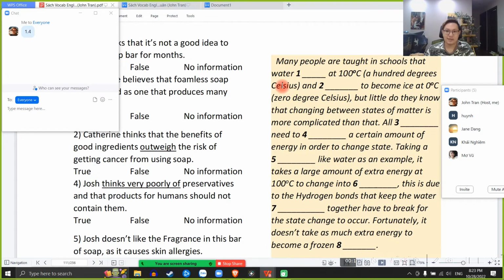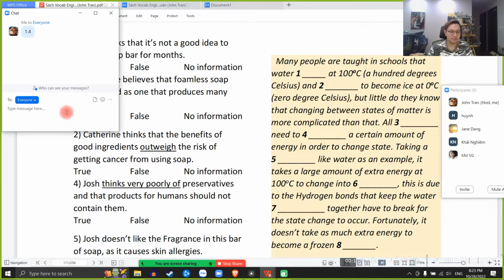Okay, now many people are taught at schools that water boils at 100 degrees Celsius and freezes, turning into ice, at 0 degrees Celsius.